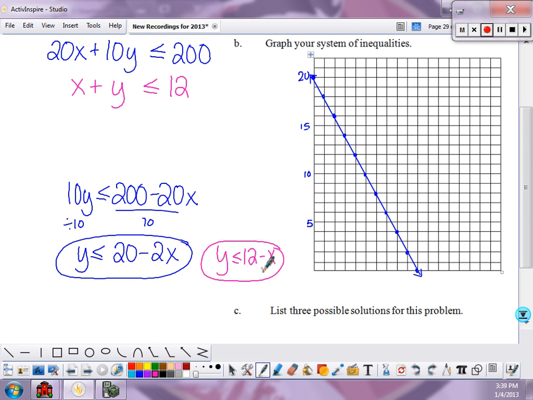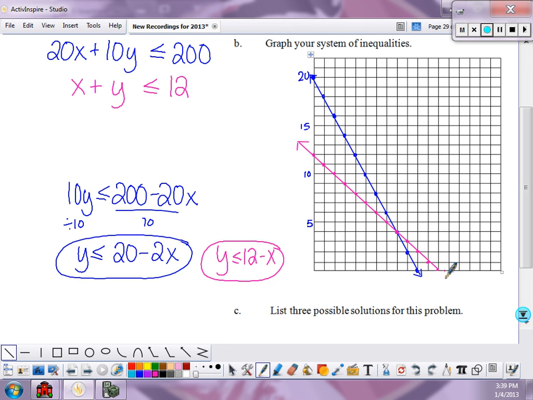The pink equation starts at 12, so if there's 10, there's 12. The slope is -1, so it goes down 1 over 1 every time. I'll do this until I run off the graph. That's where they touch. So let's make these into a line. Again, I am doing a solid line because it's less than or equal to. Now, that line's pretty horrible. Let me try that again. That's a little better.